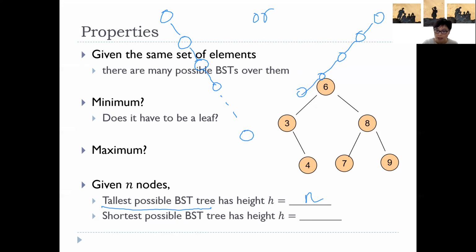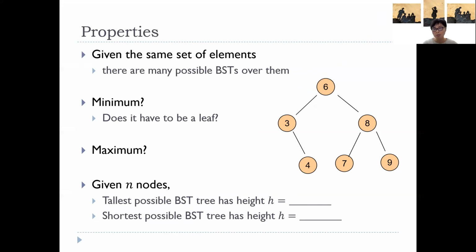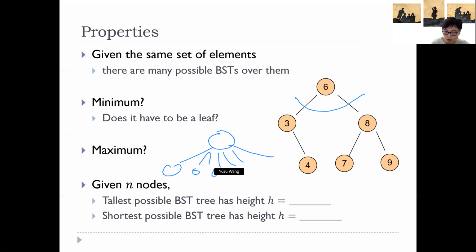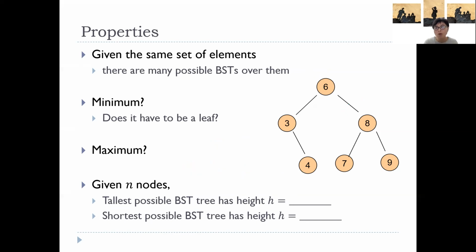The other question is, what is the smallest possible height for a binary search tree? Now here we have a constraint because every node can only have at most 2 children. If I don't have this condition, I could have a node with n-1 children, and then I have a tree of height only 2. But that's not possible in a binary tree. Everyone can only have at most 2 children. So what is the shortest possible height of a binary search tree?